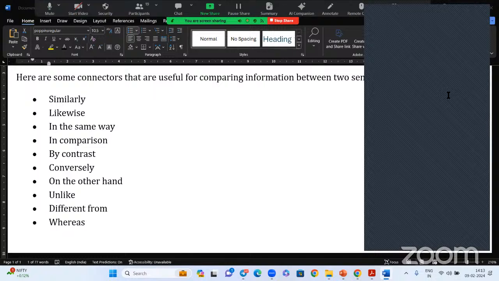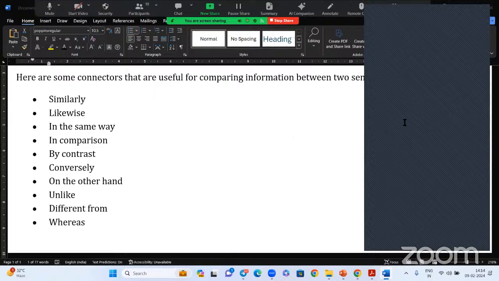Now remove similarly and put likewise, it's the same. Likewise means similarly. Remove likewise and put in the same way. Same. Remove in the same way and put in comparison. It's the same. Right. So this is how you can write.